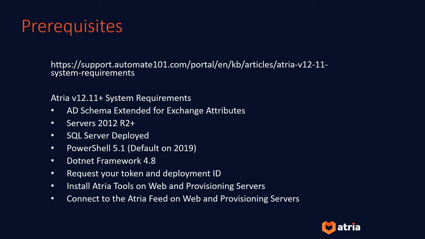For every server that we're going to be installing on, and in my case this is the web and the provisioning server, we need to install Atria Tools. Atria Tools essentially contains all our installation commands and options. And we'll also need to be making a connection to our Atria install feed to get the latest install.